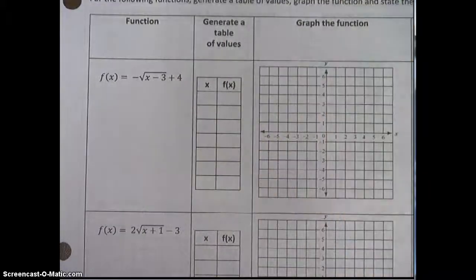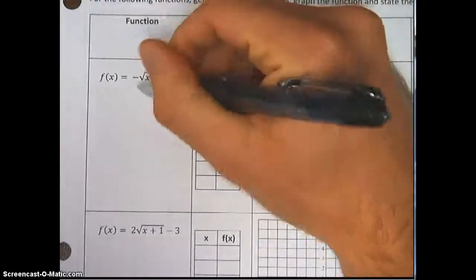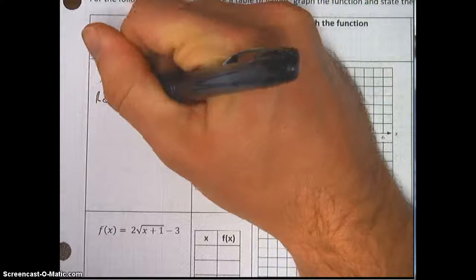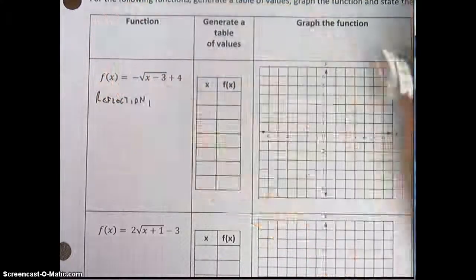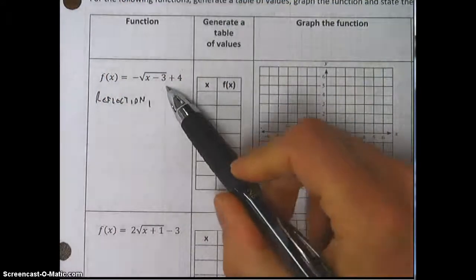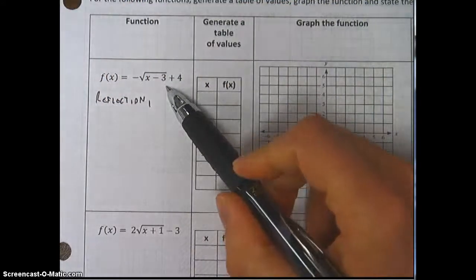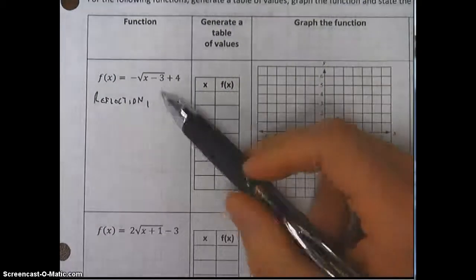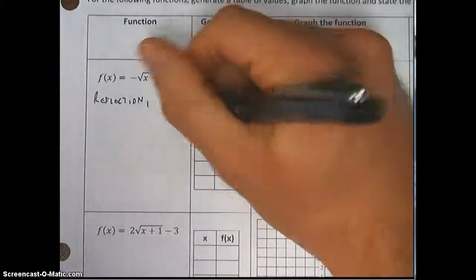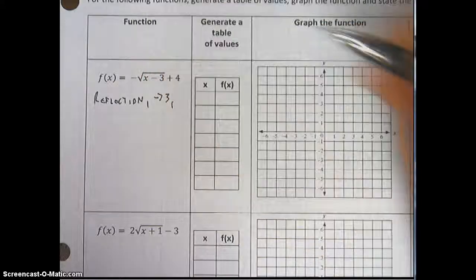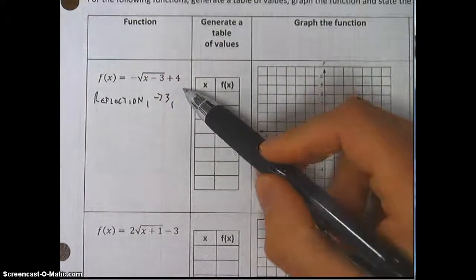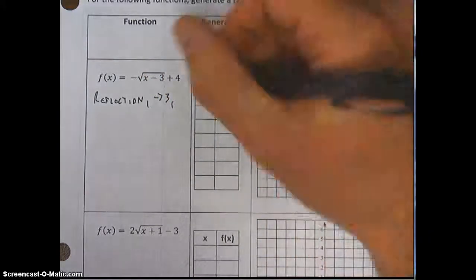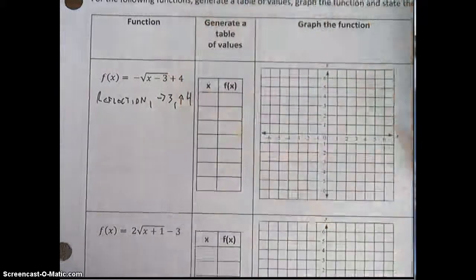So I see 3 transformations. I see this negative, which is a reflection. I see this minus 3 under the square root. Now remember that minus 3 is counterintuitive, so that's actually telling me that I'm moving left or right, and in this case, since it's minus, I'm moving right 3. And then that plus 4, on the outside of the square root, means I'm going up 4.